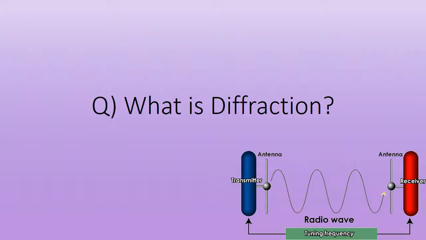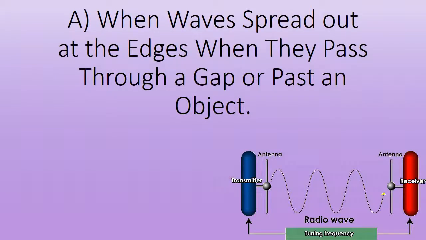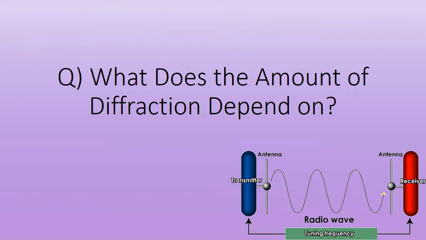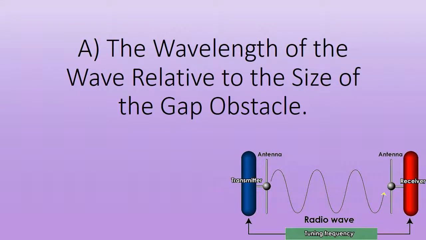What is diffraction? When waves spread out at the edges when they pass through a gap or past an object. What does the amount of diffraction depend on? The wavelength of the wave relative to the size of the gap or obstacle.